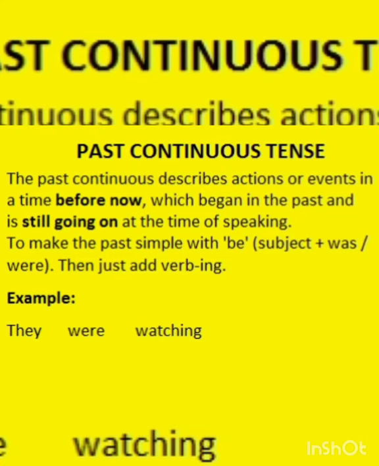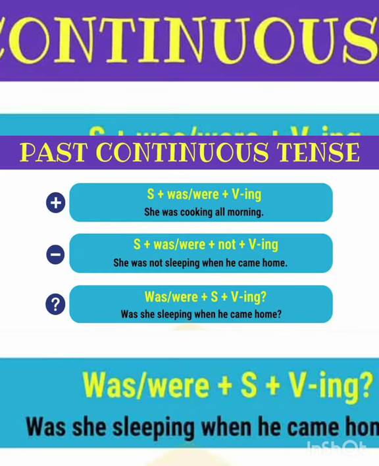And to make the past continuous tense with the be form, see here, to frame a sentence on the basis of this past continuous tense, we should use two helping verbs.